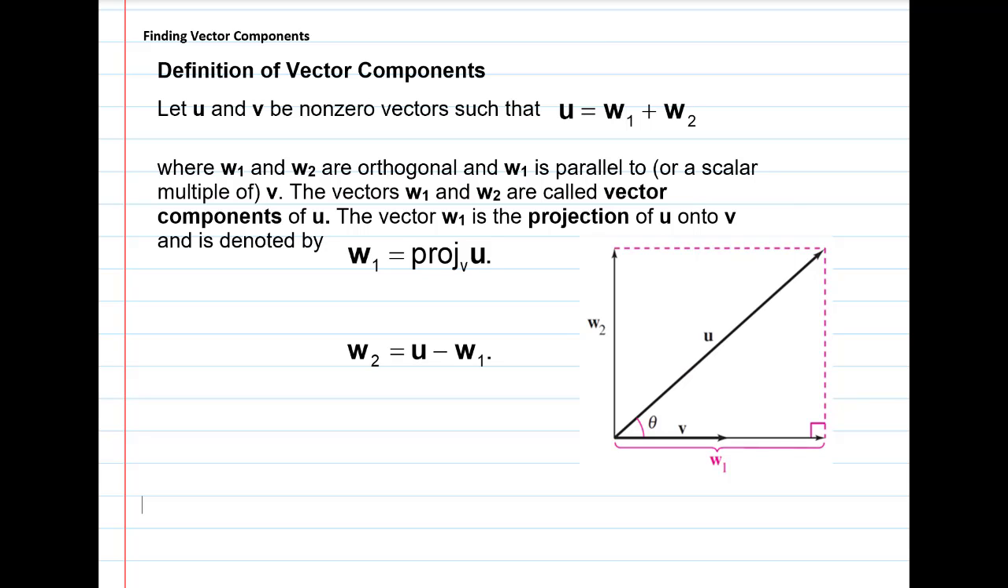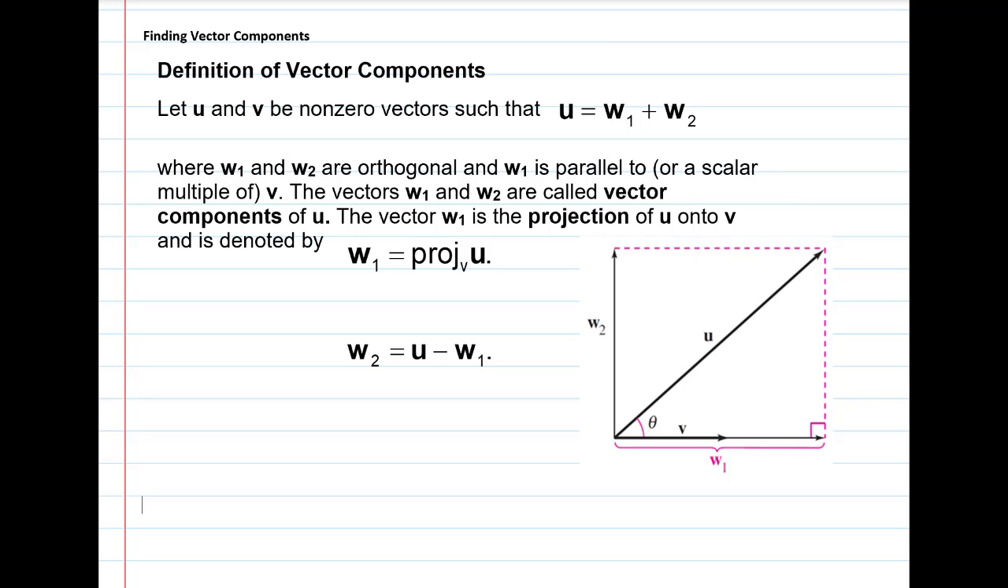Now, since u is a sum of w1 and w2, once you figure out w1, you can subtract that from u and figure out what w2 is. Now, notice how the projection is representing, pretend you have that u, as you see in the diagram here, and you put a light or a lamp right on top of it. The projection is really giving you the shadow of that vector onto that vector v. So that gives you that w1 there.